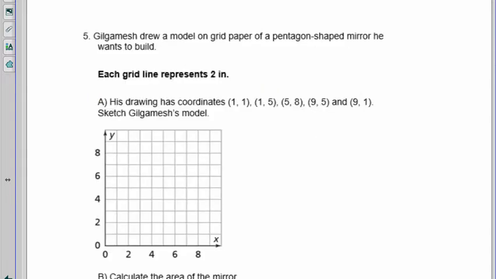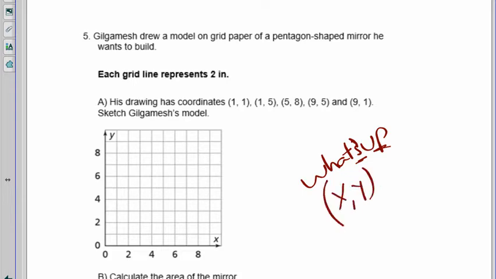All right, Gilgamesh drew a model on a grid paper of a pentagon-shaped mirror he wants to build. And so remember, sideways, up and down. X, then Y. That's how we do our points. Sideways 1, up 1, right there. Sideways 1, up 5, right there. Got those two done. Sideways 5, up 8, right there.